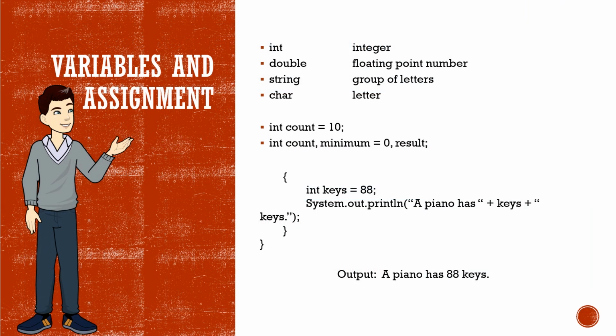Okay, you're doing great. Now we'll talk about variables and assignments. What is a variable? A variable is a name for a location in memory used to hold a data value. This can be anything. The variable is preceded by a variable type. The type can be an integer, a floating point number, a string, or a character.